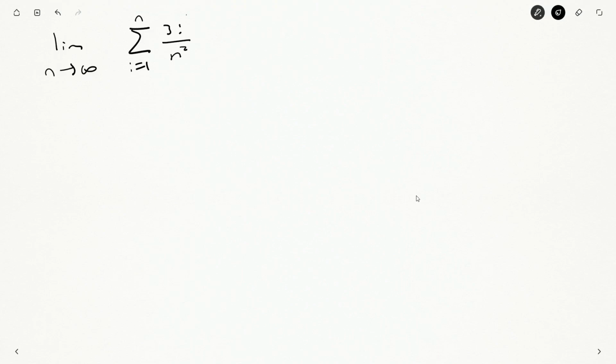All right, so what can we do? Well, the first thing I do, just as I do in class, is take out the constants, the things that don't have i's in them: 3 over n squared. Yes, n is changing from our limit, but it doesn't change inside the sigma. It's constant as far as i is concerned. And that just leaves us with the sum from i equals 1 up to n of i.